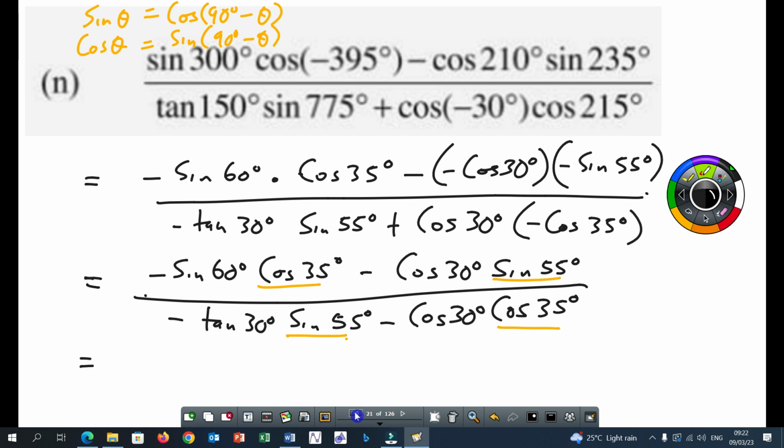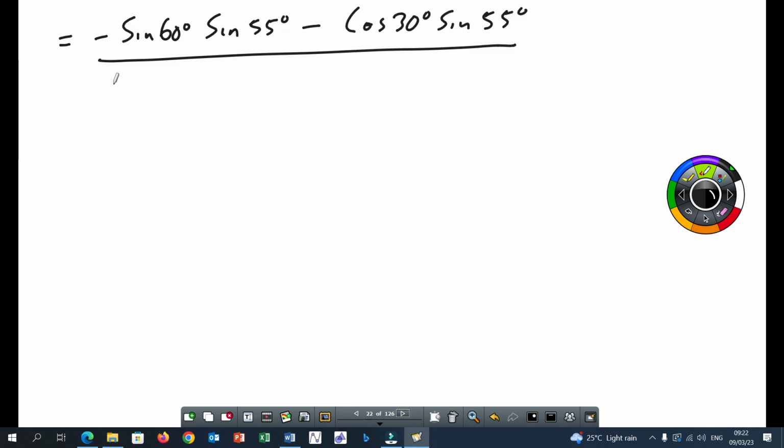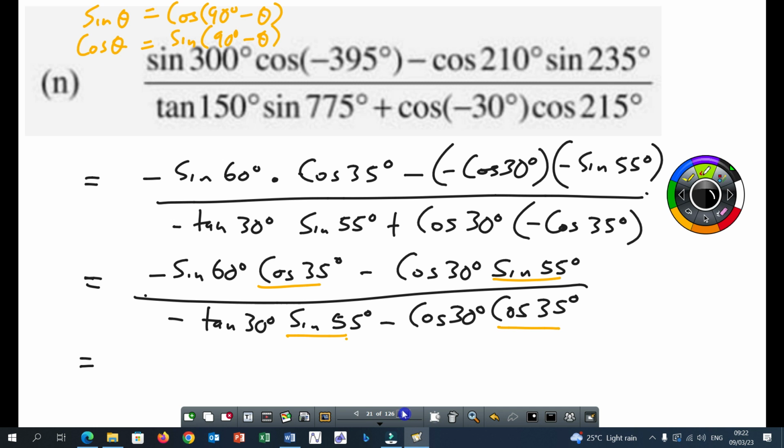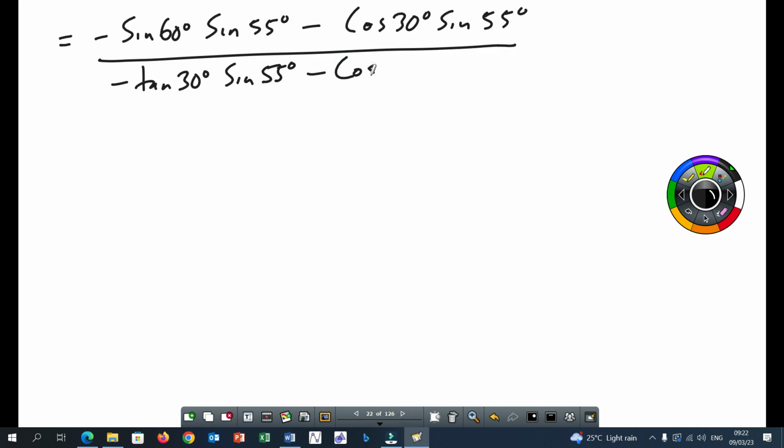Cos 35, I use co-ratios to convert this to sine. Then I'm going to convert that, so that will be minus tan 30 times sine 55, minus cos 30 times sine 55 degrees. So I have applied co-ratios there.